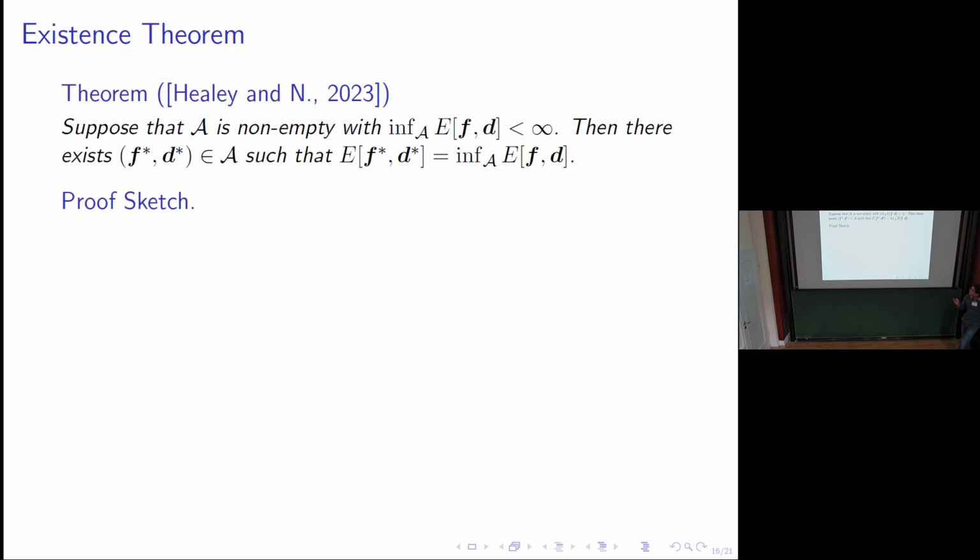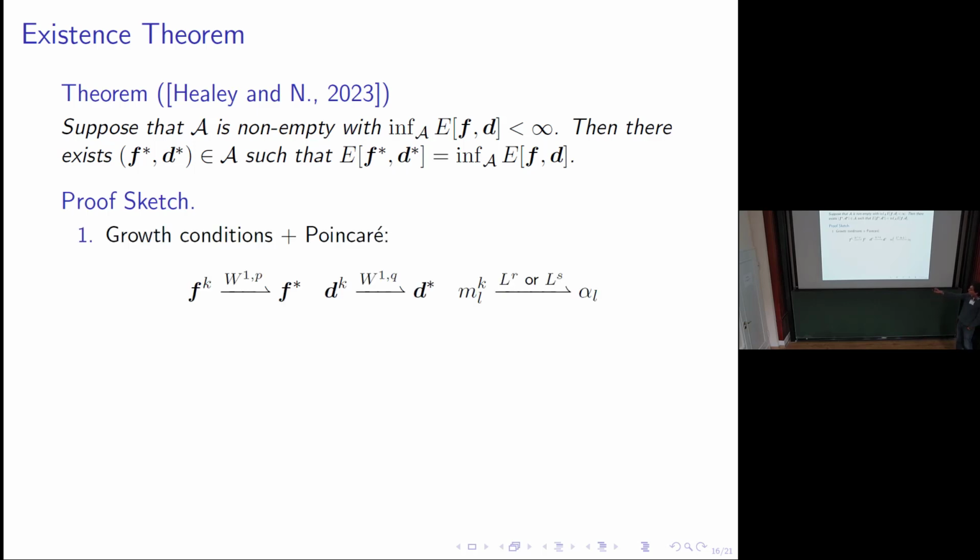So the existence theorem is as follows: if A is non-empty and the infimum is not infinity on that set, then there exist minimizers. Now, how do you prove the existence theorem? Well, I'll just give you a quick sketch. Many of you have probably been down this road, so I don't know how interesting it is for a lot of people. But the growth conditions, plus Poincaré, imply weak convergence in the Sobolev spaces, F_k and D_k.